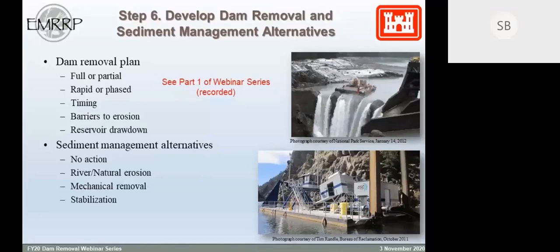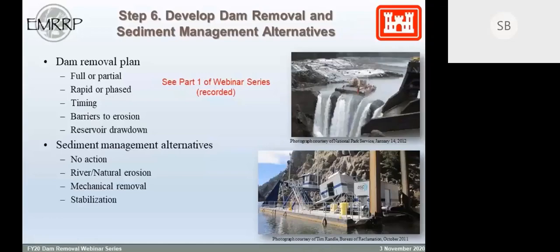Timing is something else to consider. For example, timing releases during high flow events may reduce biological impacts. Also important, if there are any erosion-resistant materials, such as remnant structures, those may need to be removed because they can affect channel migration. Also, the reservoir drawdown should be planned so that it doesn't cause downstream flood damage or induce bank failures. So we have some control in our dam removal plan as far as managing risk.